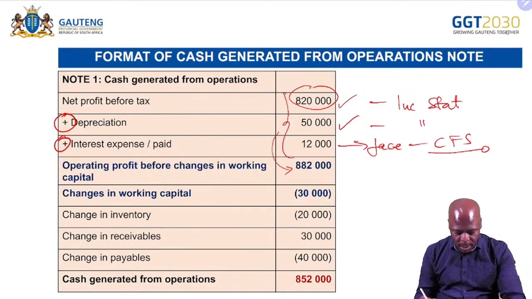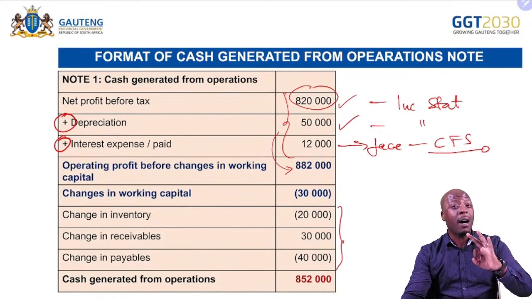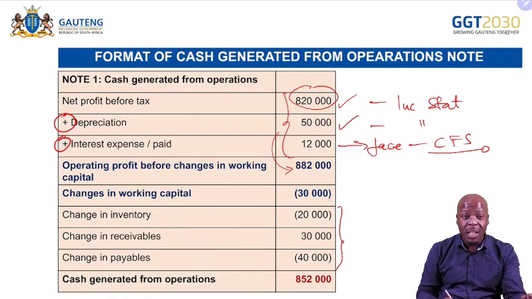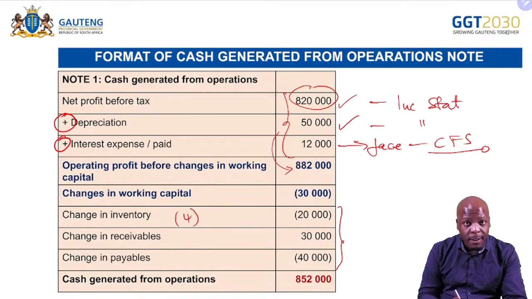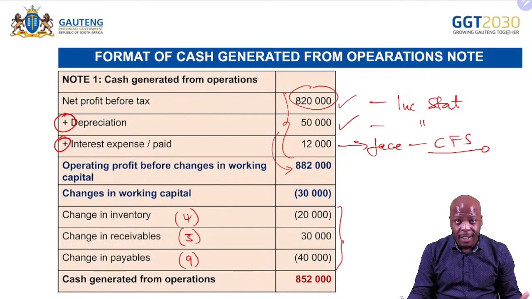And the next aspect then becomes my changes in working capital. And my changes in working capital, dear learners, has three parts to it. Three. Okay? Number one, I'm going to talk about my trading inventory. In other words, I'm going to look at my note number 4. And then I'm going to talk about my trade and other receivables. That means I'm going to look at note number 5. And then my trade and other payables, that means I'm looking at note number 9. You need to know these notes by heart.